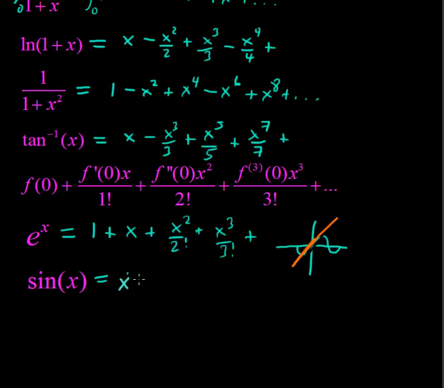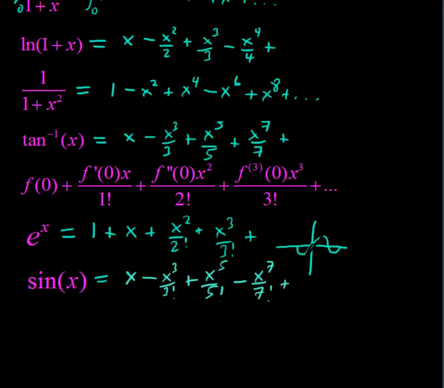x, and then remember that the odd terms, so it's actually x minus, let me back that up there. Clean this up, I made a mess. So that's x minus x cubed over 3 factorial, and then plus x to the 5th over 5 factorial, minus x to the 7th over 7 factorial, and so on. So you can see the pattern there.